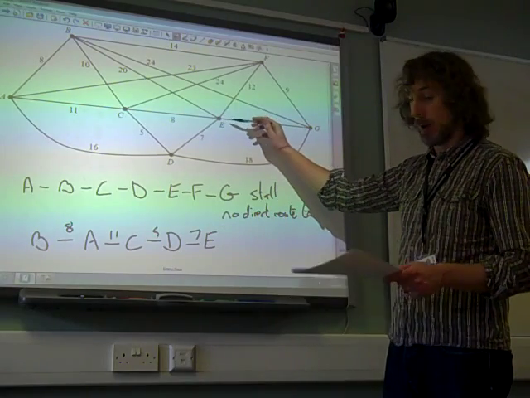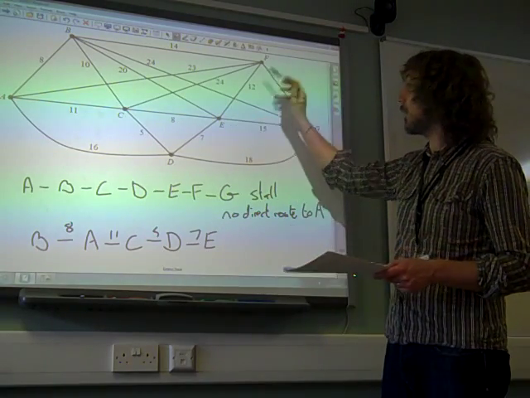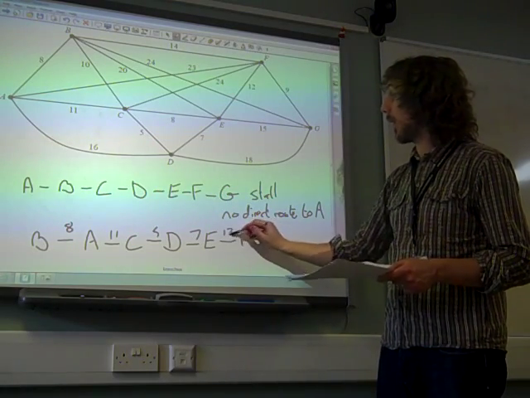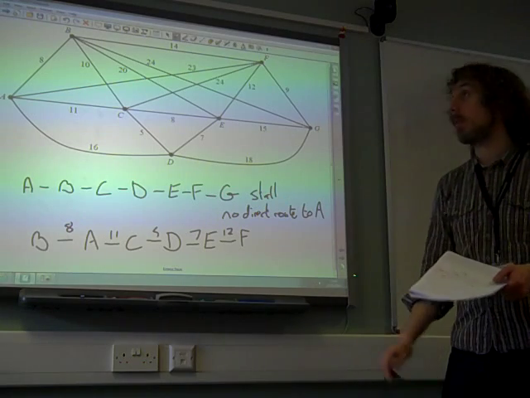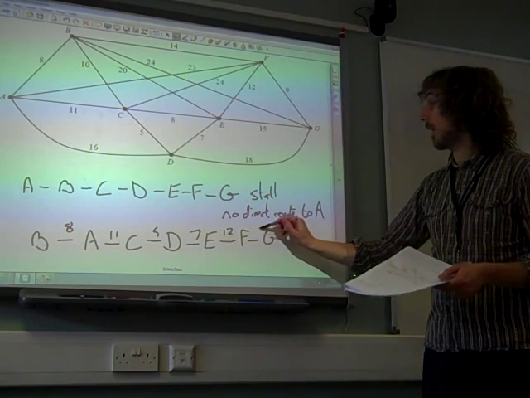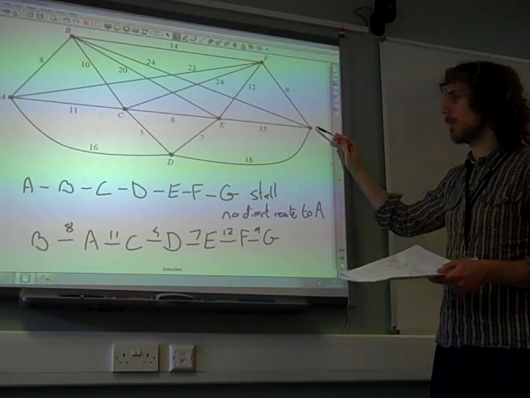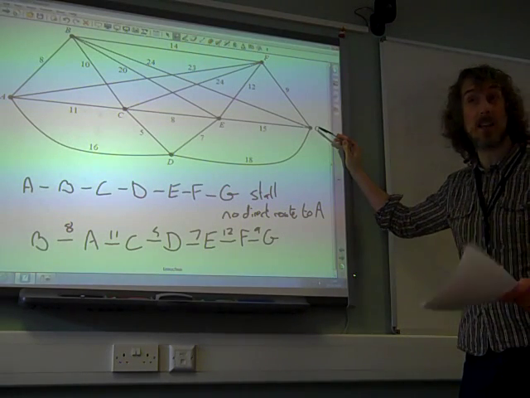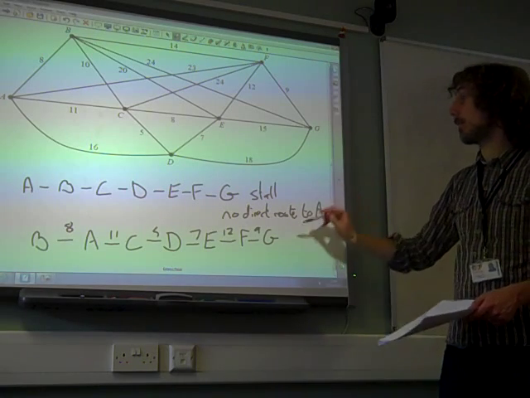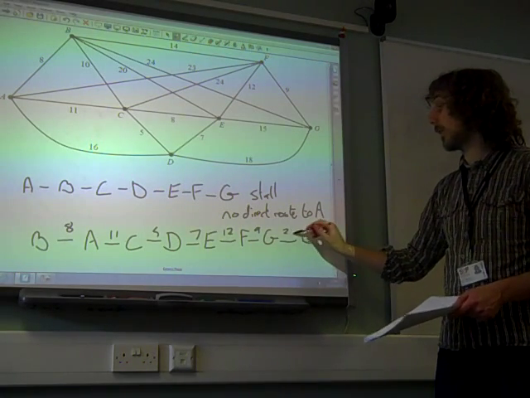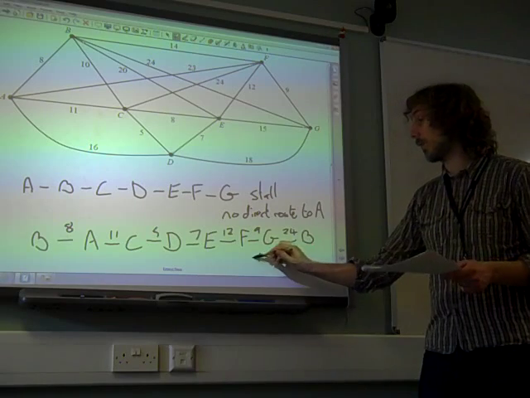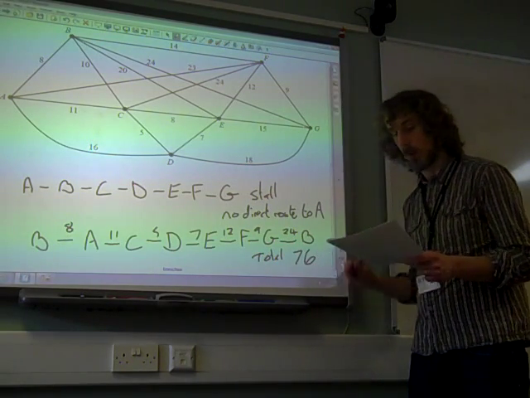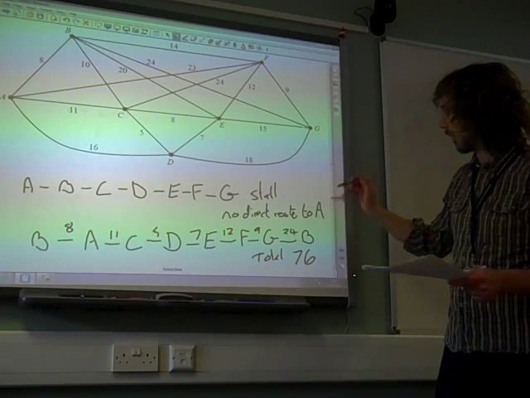From E, our nearest one would be F, a distance of 12. The nearest one that we haven't yet been to from F is G, a distance of 9. I think we've been to all of them now, haven't we? And so we need to go back, but this time we can go back directly. The direct route back to B is a length 24, and that gives us a total of 76. And was that what it asked us to do?